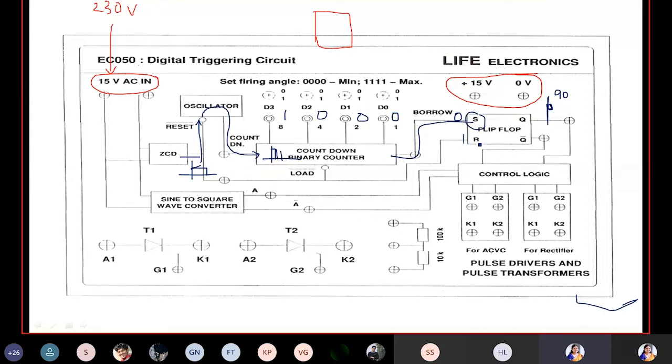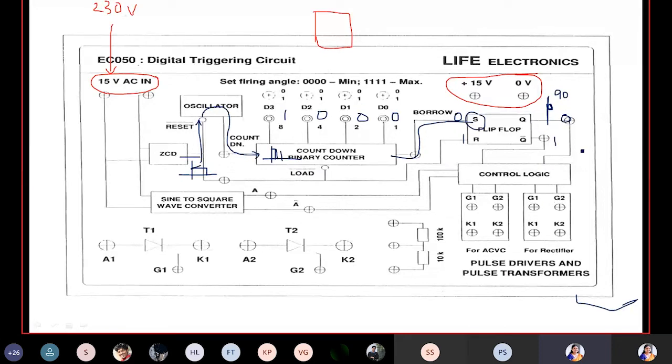When the input is 0, 1 for an SR flip-flop, what will be the output? Reset value. Q will be 0. Q bar will be 1. So there won't be any firing pulse at this point.